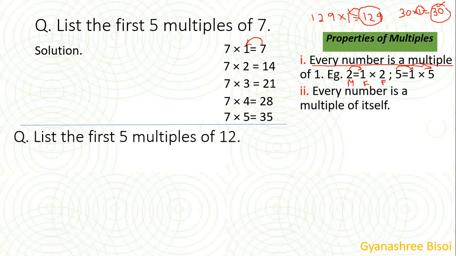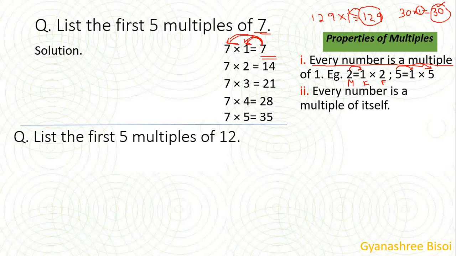Second, every number is a multiple of itself. Very true. See, 7 multiplied by 1 equals 7. And what's the number we have taken? We have taken 7. So, 7 is a multiple of 7. So, 7 is a multiple of 1 as well as a multiple of 7. That means a number is a multiple of itself, right? So, every number is a multiple of itself.